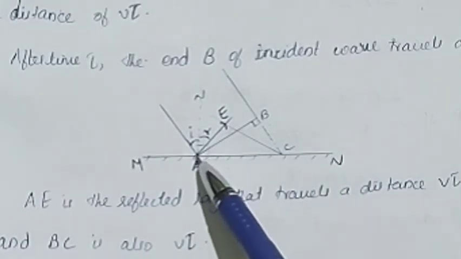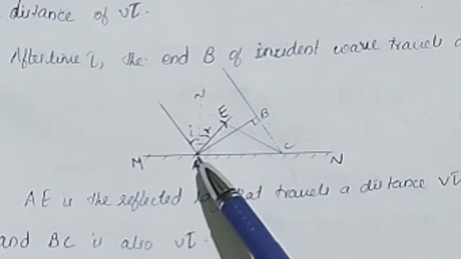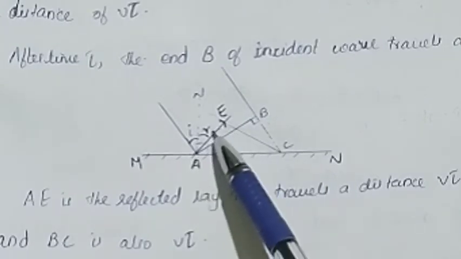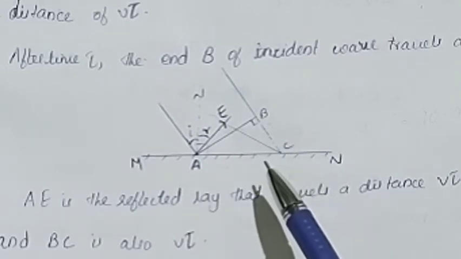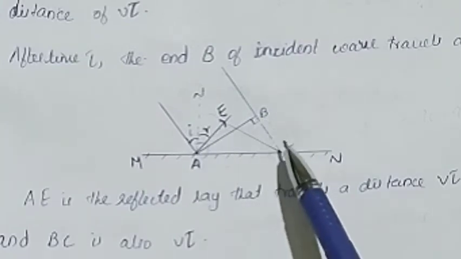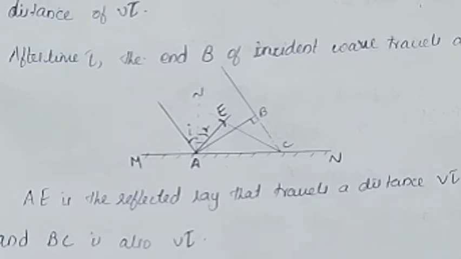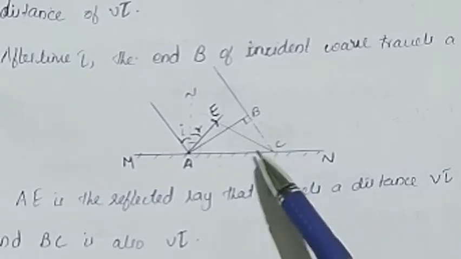Now if we observe, we have two triangles here, that is triangle AEC and triangle ABC, and we know that AE here is the reflected ray and it travels a distance of v tau. So AE is v tau as well as BC is also v tau. So we have two sides of these two triangles equal to v tau. When we consider both the triangles, we can see that the sides AE and BC in both triangles are v tau. Now on analyzing this, we are going to find what the angle BAC is.